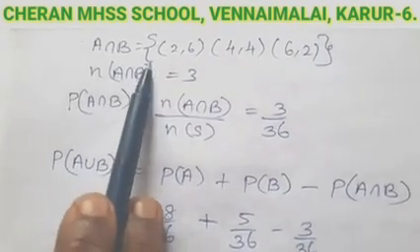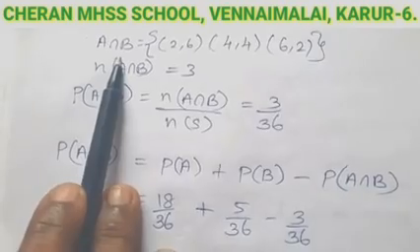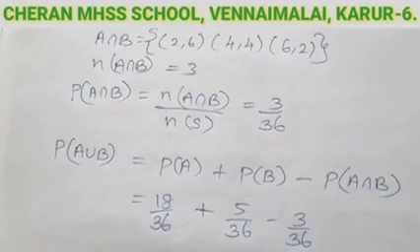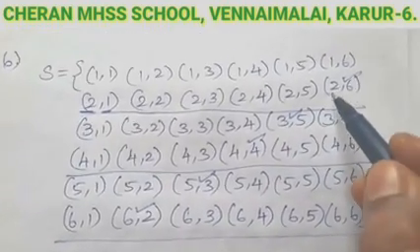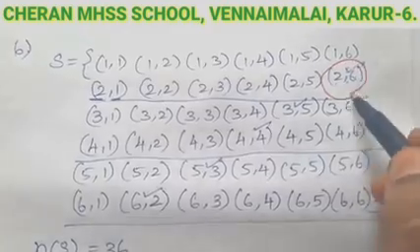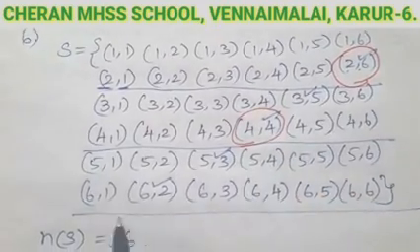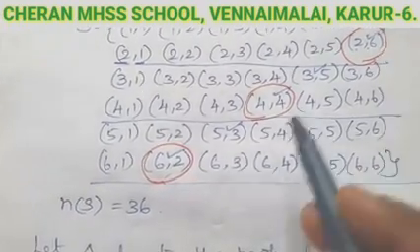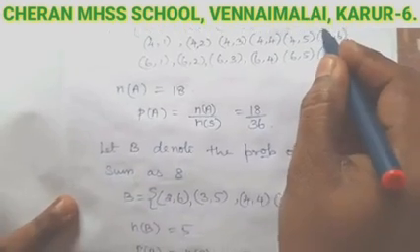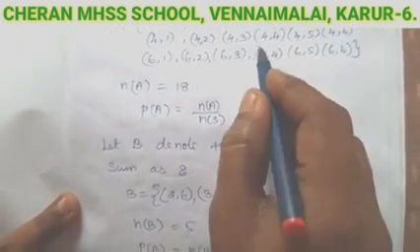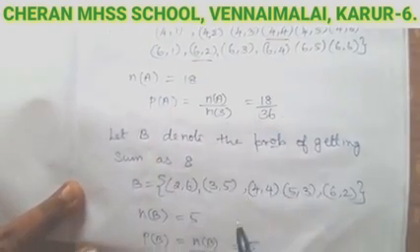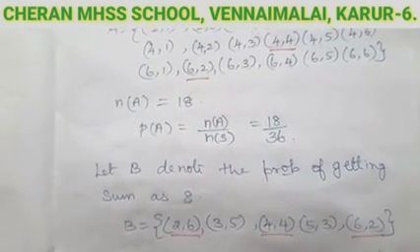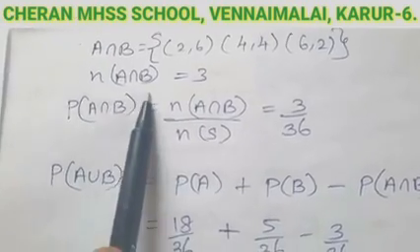A intersection B. The common elements between A and B are (2, 6), (4, 4) and (6, 2). These are the three common elements that come under P of A and P of B: (2, 6), (4, 4), (6, 2). These are the common elements. N of A intersection B is equal to 3.